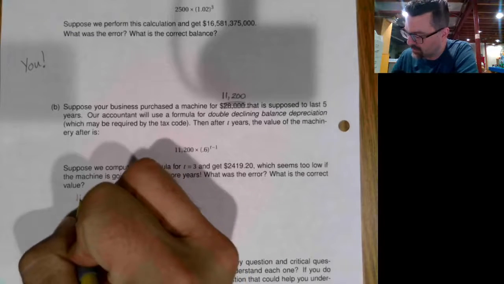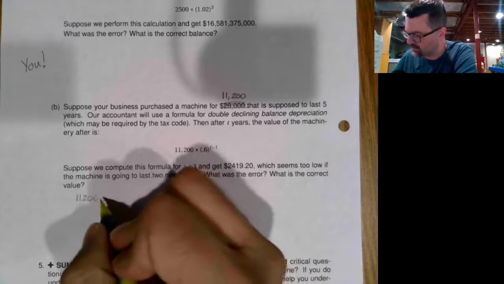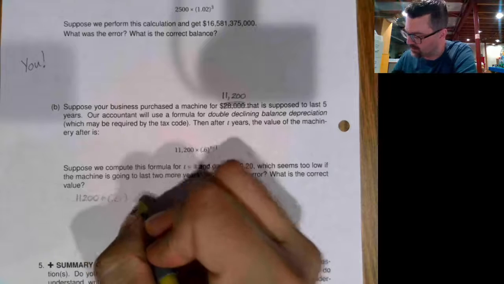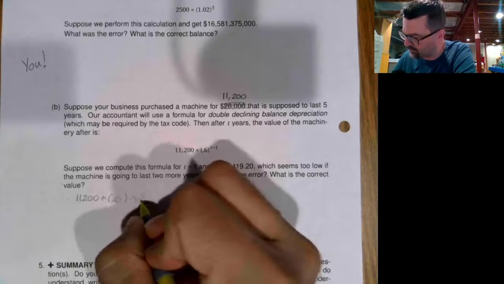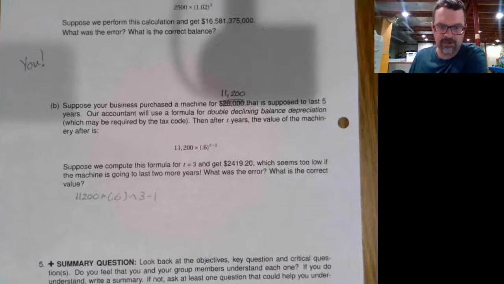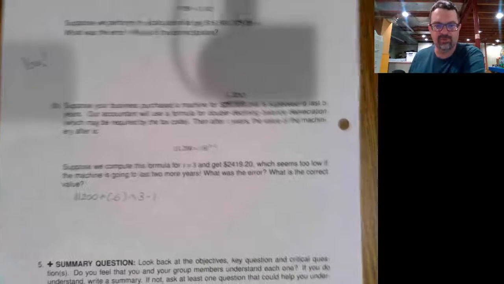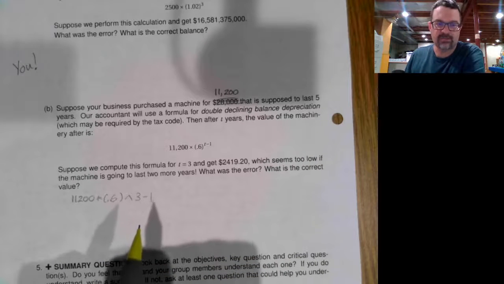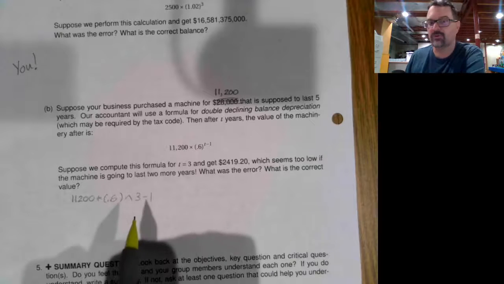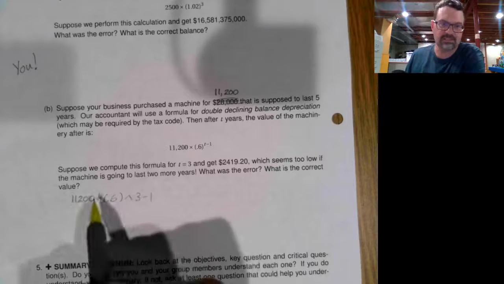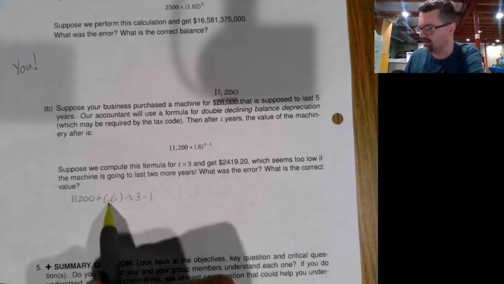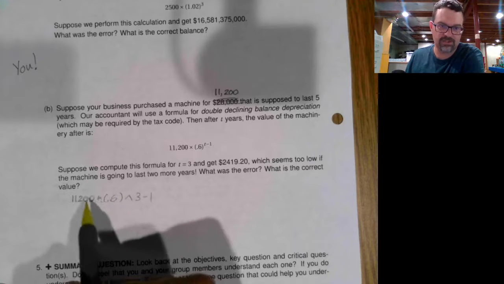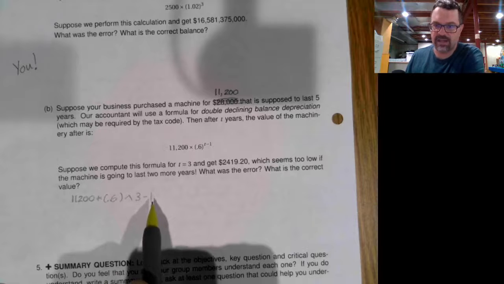So, for example, if you type 11,200 times 0.6, and then you do to the power of 3 minus 1. If you type that in your calculator, the calculator just has the one line of input, doesn't have subscripts and that sort of thing. Order of operations says that exponents come before multiplication and before addition and subtraction. Written like this, a calculator or Excel, for example, would take this as raise 0.6 to the third power, then multiply by 11,200, and subtraction comes last at the end.